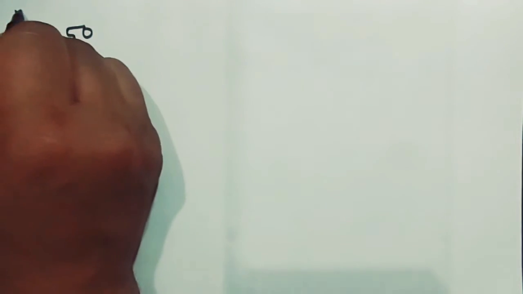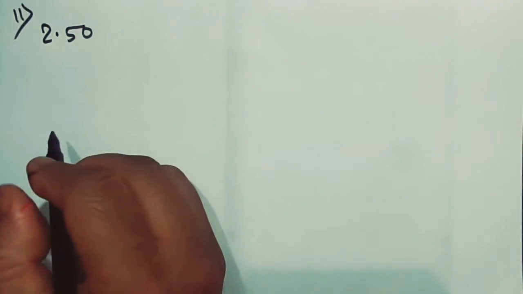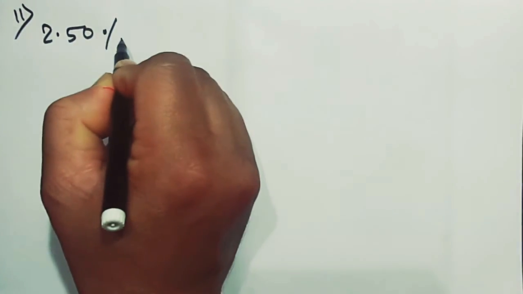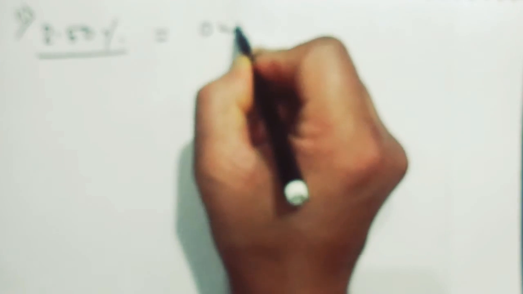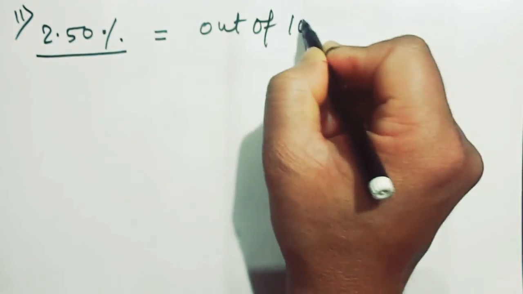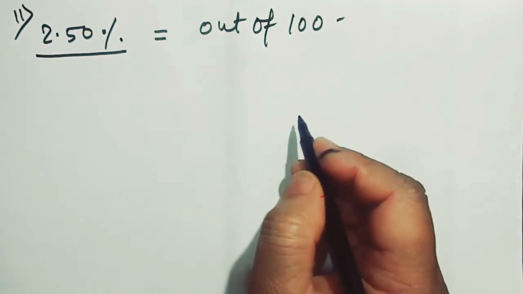Now we have 2.50%, isn't it? This is your second part. 2.50 percentage. Now 2.50%. Percent, what do you mean by percent? Percent means out of 100.